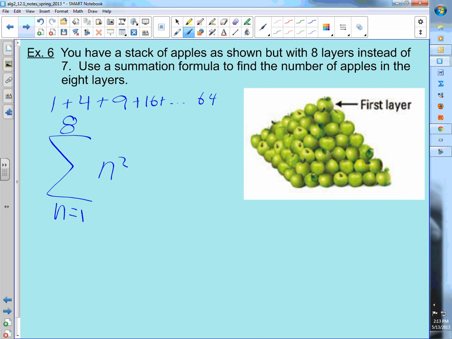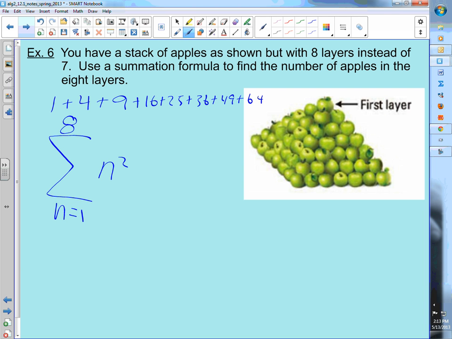Now, how do we actually find the sum? We're just going to add it up. We're going to go 1 plus 4 plus 9. So in that case, we may want to go back and say 16, 25, 36, 49, 64, so that you can see all the terms of the series. And then pull out your calculator. How do you add them? Bang away.